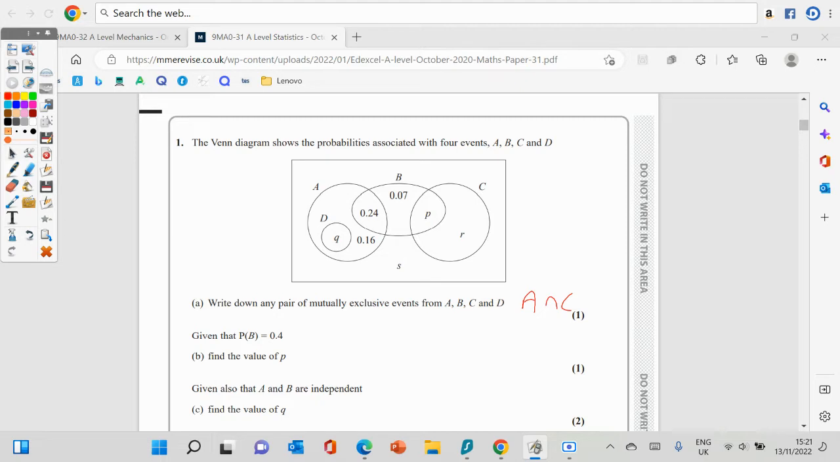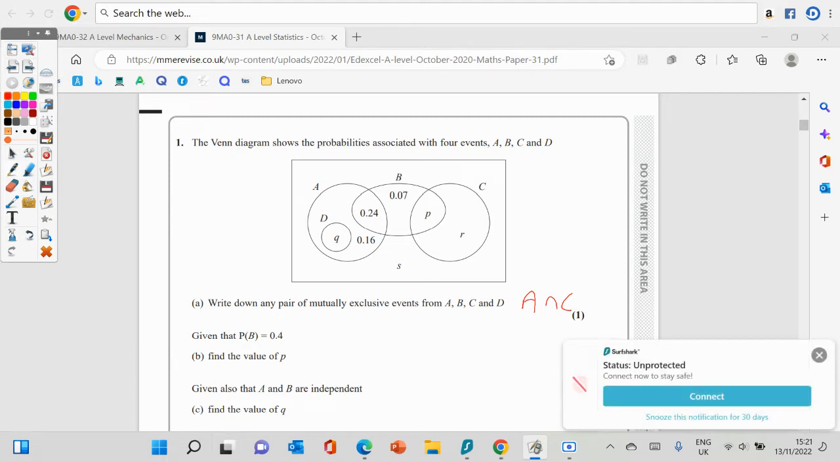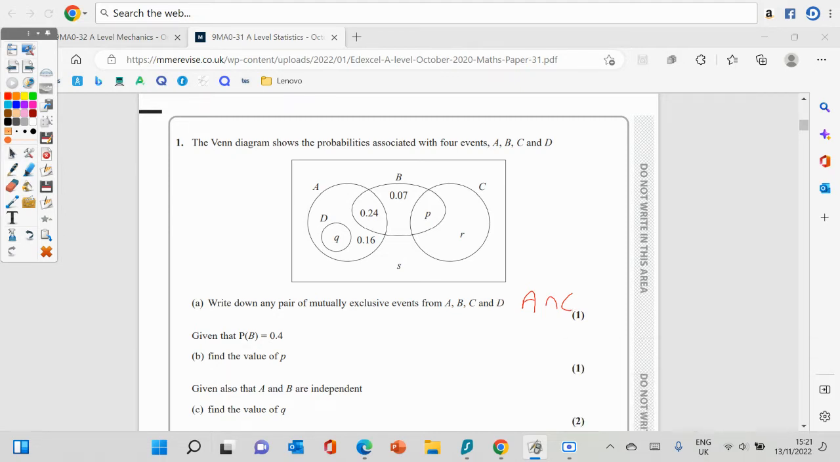Part B, given that the probability of B is 0.4, we're going to need to find the value of P. So that means we can add up all the probabilities in B, and that should be equal to 0.4, and then I can solve for P. So 0.24 plus 0.07 plus P has got to be equal to the probability, which was 0.4. So I can get P out really quickly, which is 0.09.